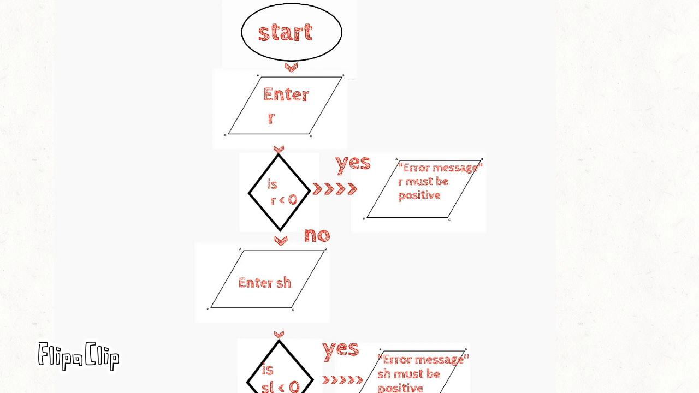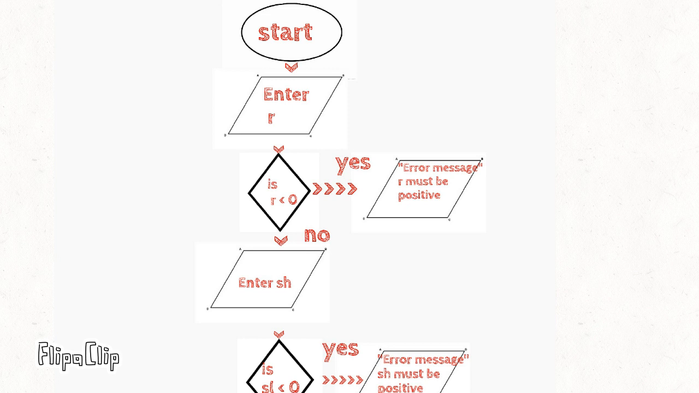So you first start with the oval, which represents start. You put it there and you write start. Next you input, because in the pseudocode it's saying enter radius. So in your flowchart, you use the parallelogram to input. So you say enter R. Next, there's a decision being made because it's saying if radius is less than 0, then display error message and re-enter positive radius. Else, meaning there's a decision being made between two things. If the radius is less than 0, it should display an error message. If not, you enter slant height.